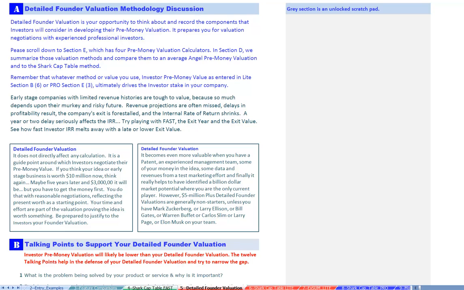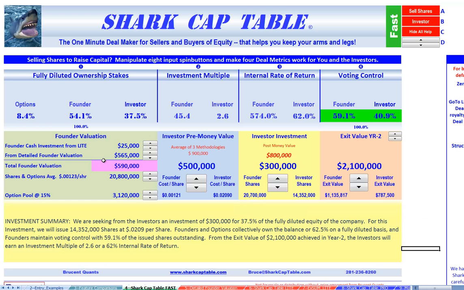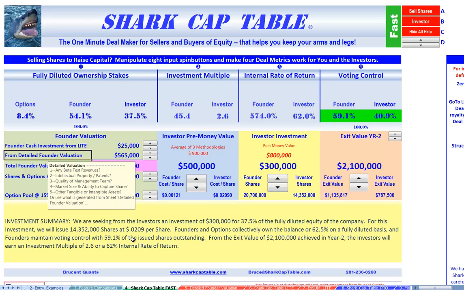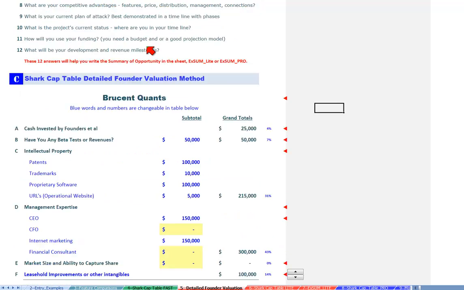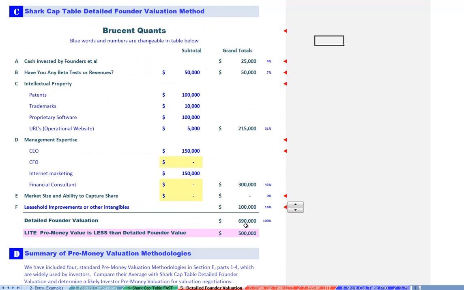When you come over here to the Shark Cap Table Fast, you can just circumvent all of that by just cranking in a great big number however you want, and it's a good way to start. I would certainly double back and try to justify that number, and you'll see the detailed founder valuation coming in here, leasehold improvements, etc. And if you add them all up, then you'll want to see how you compare.